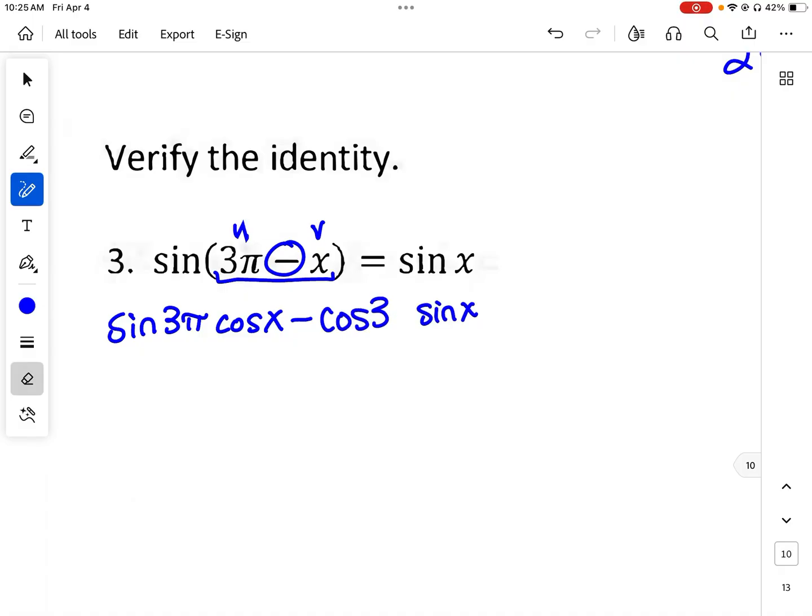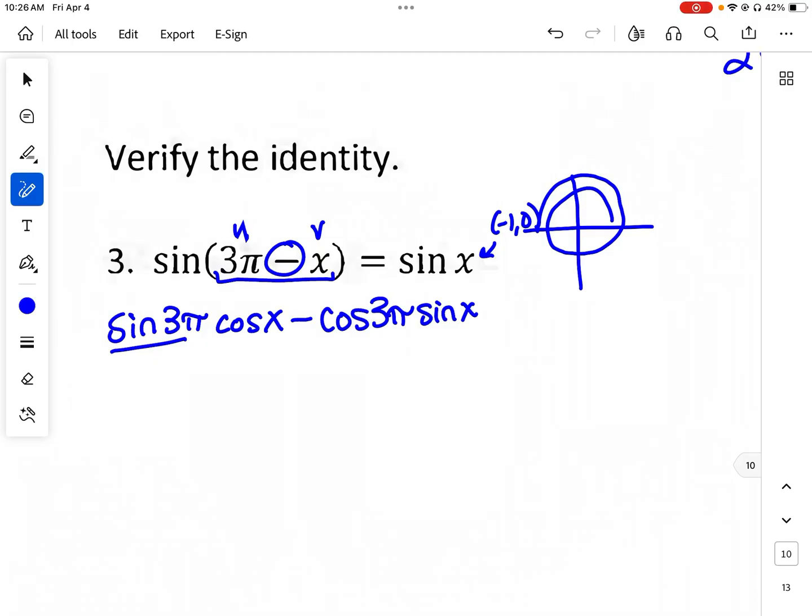All right, since we have, oh, that's 3 pi, isn't it? Since we have 3 pi, we can go ahead and find out what that is and see if we can do something there. Because remember, we're wanting to equal sine of x. So I'm going to end up somehow canceling something, but I got to start somewhere. So let's do 3 pi. So this would be 2 pi. So this would be 3 pi, which is at negative 1, 0.